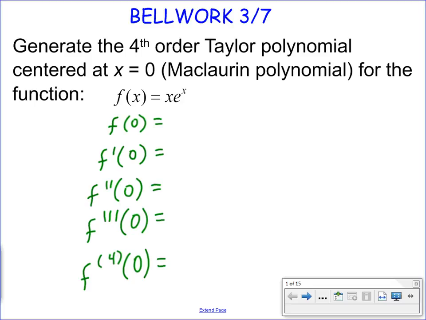All right, so let's go ahead and see if we can evaluate the function at x equals 0. Well, that's easy. 0 times e to the 0 is 0. In order to get f prime of 0, I'm going to have to differentiate my function. It looks like product rule, right?